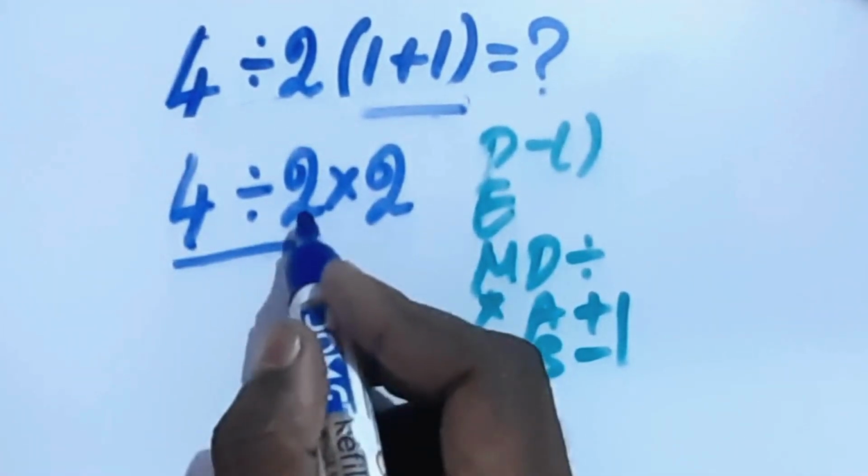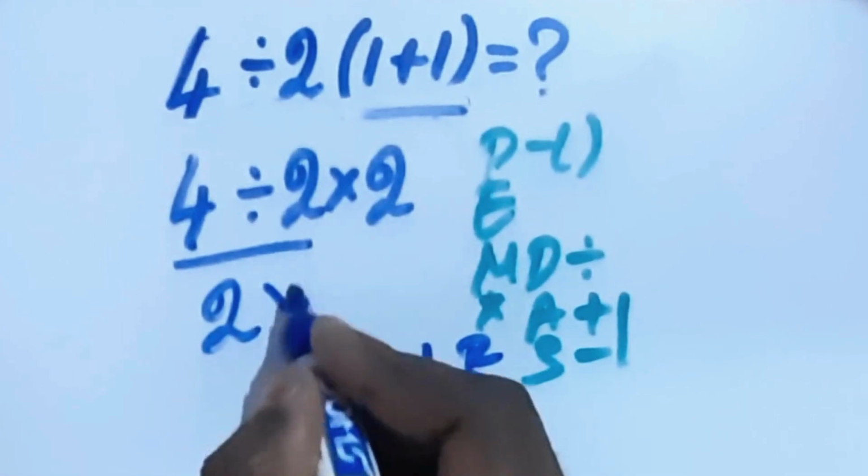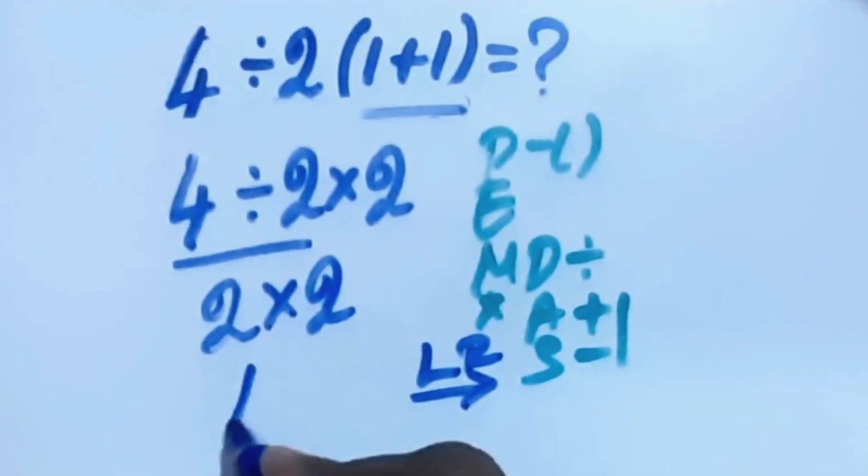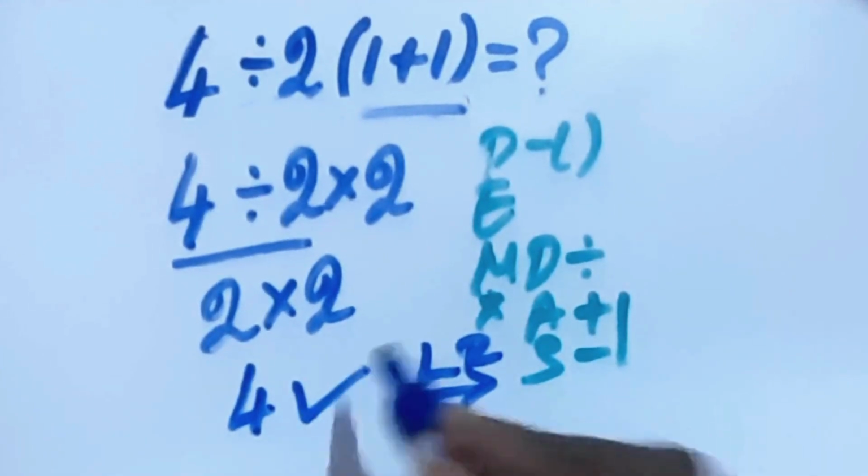So 4 divided by 2 is 2, times this 2. Now 2 times 2 is 4. This is the correct answer.